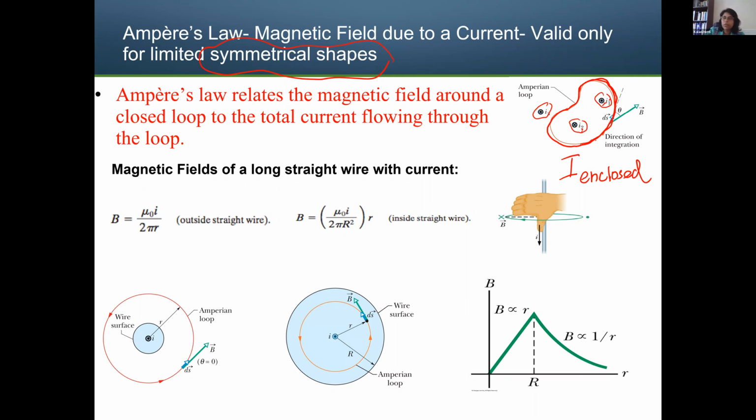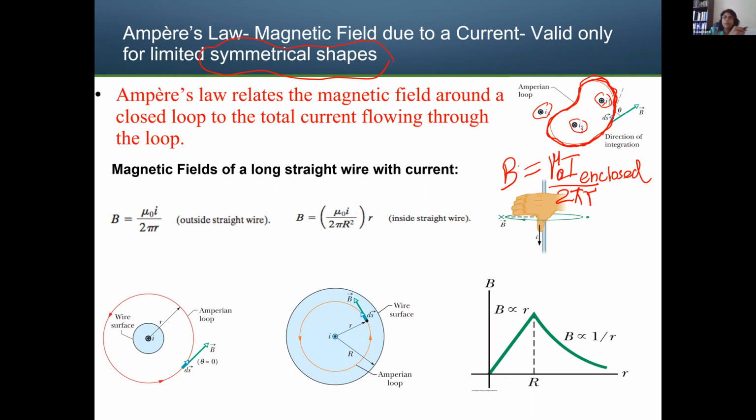And then you're going to take the circumference of your Ampere loop, which should be a closed loop, and then you're going to divide by the circumference of that loop and times the mu naught value. This will give you the B value, right?